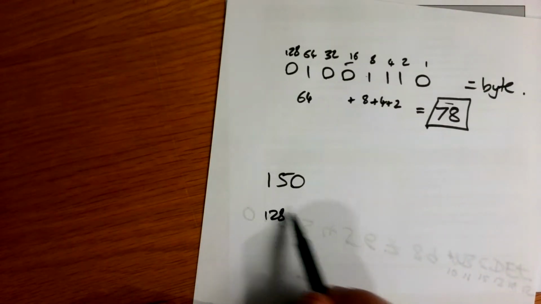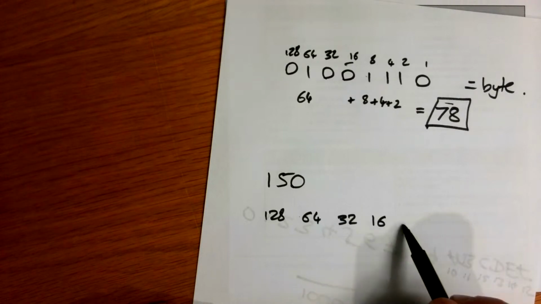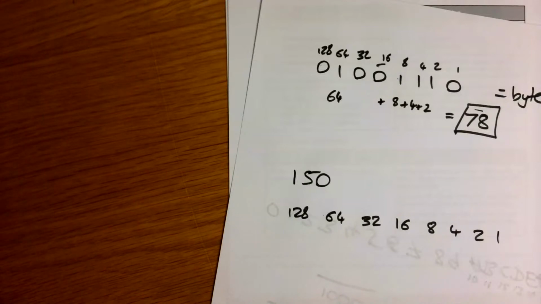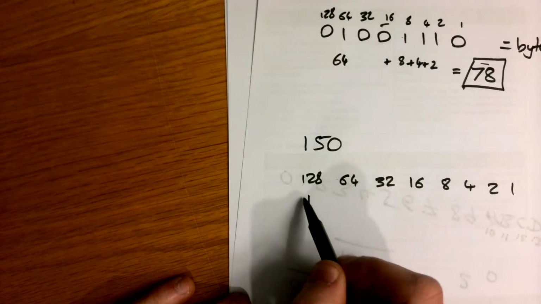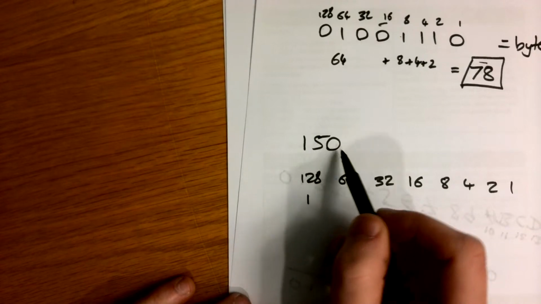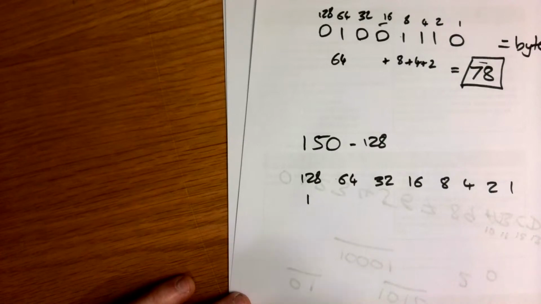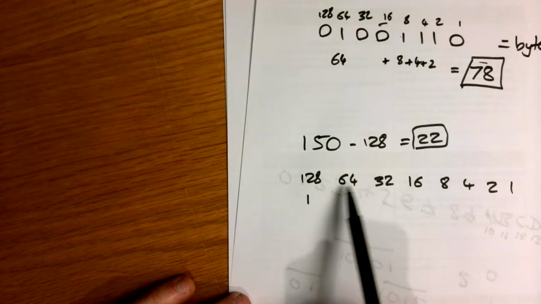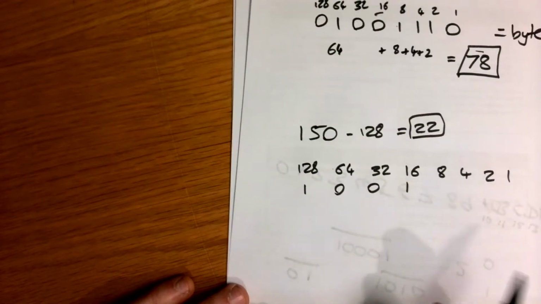If we write out our numbers again, 128, 64, 32, 16, 8, 4, 2, 1, we can then convert between them. So we want 150, we're going to take 128. If we take off 128, that leaves us with 22. We can't use a 64 because that's too big. We can't use a 32, that's too big. So we're going to use a 16.